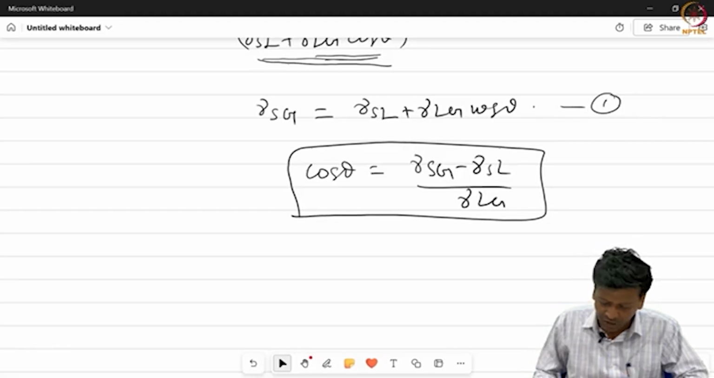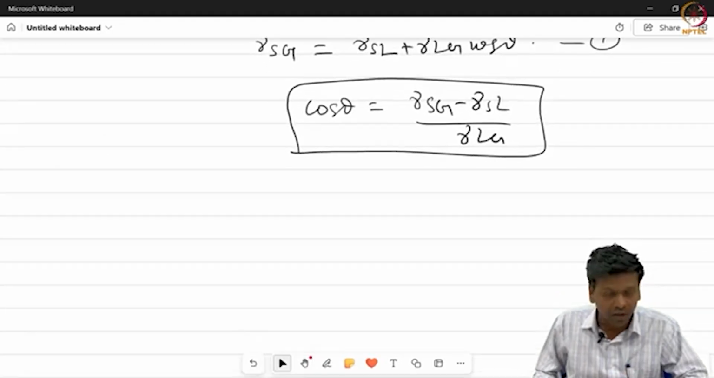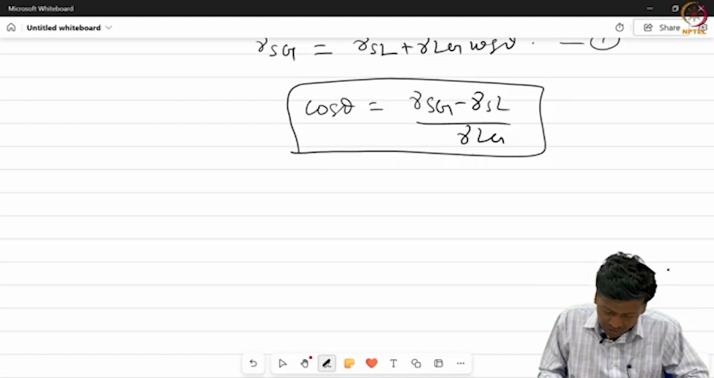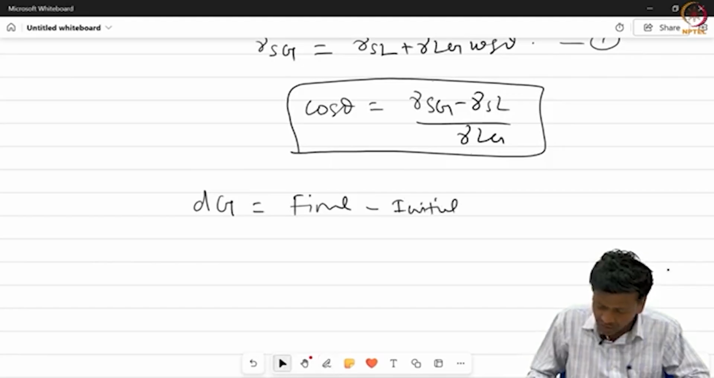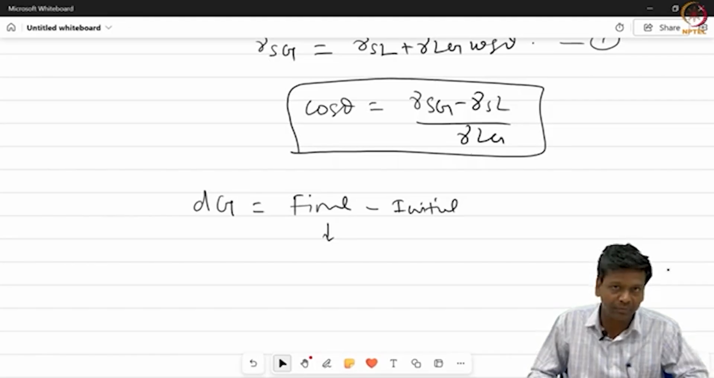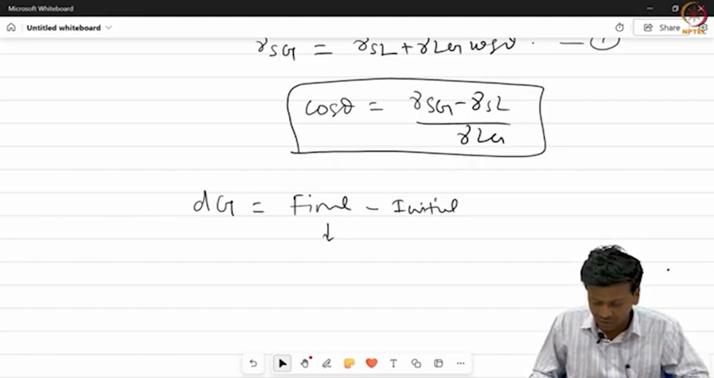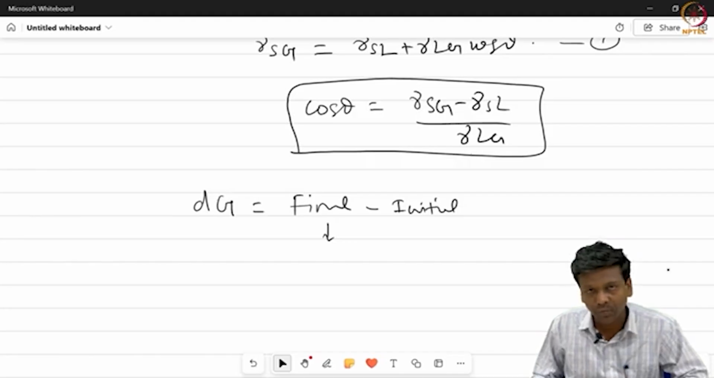One can derive this equation alternatively using the change in Gibbs free energy, which is the energy after the droplet attains equilibrium minus the energy from the initial configuration. So if the droplet has to spread, then the energy associated with the final configuration should be minimum compared to the initial, right? In this way, you can say that the process is spontaneous.